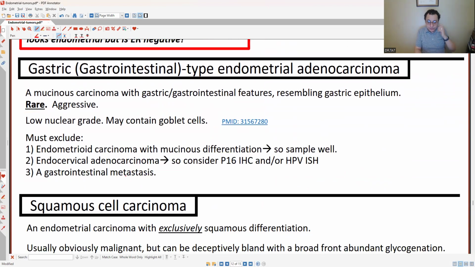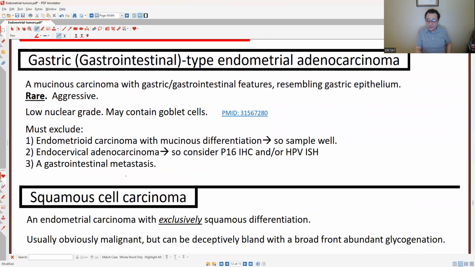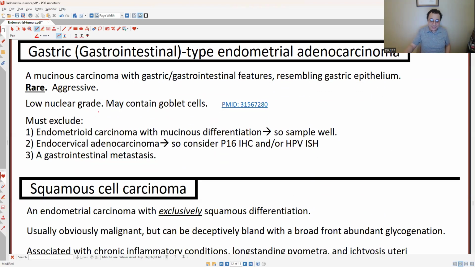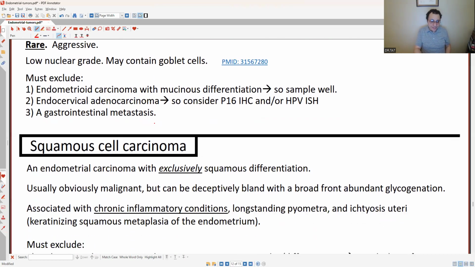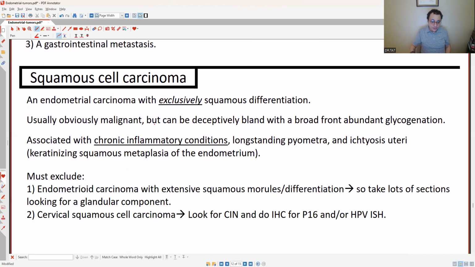He's also talking about gastrointestinal type endometrial adenocarcinoma, and he said it's very rare. This is added as well. He said you might see goblet cells. I believe these entities are brand new. Squamous cell carcinoma, I was lucky enough to see one case.